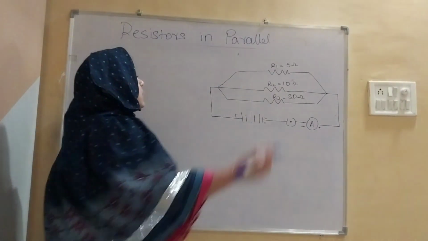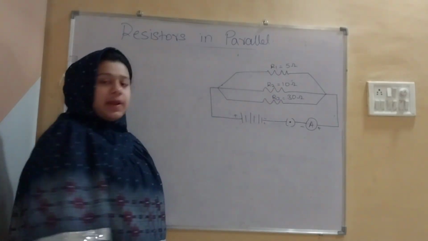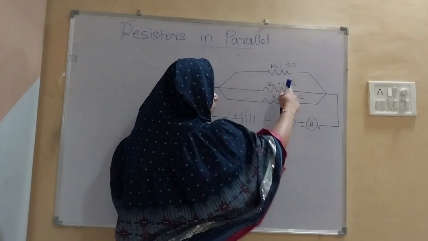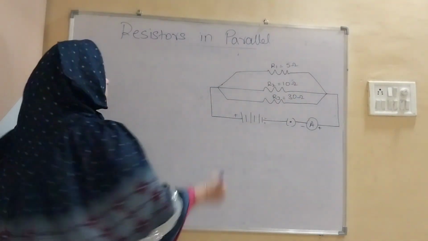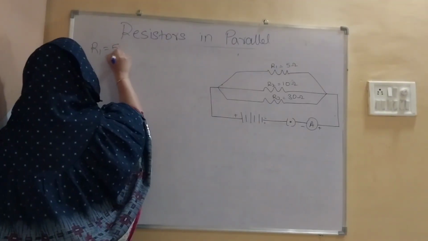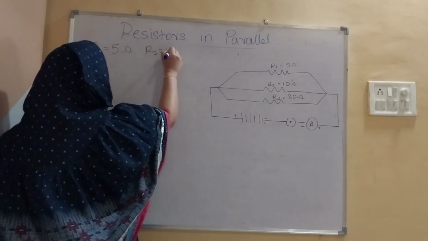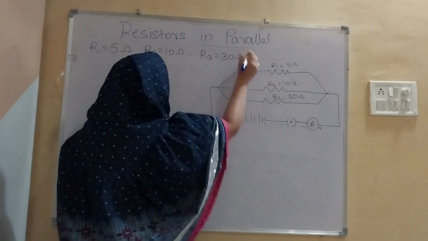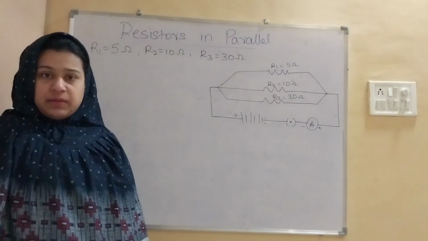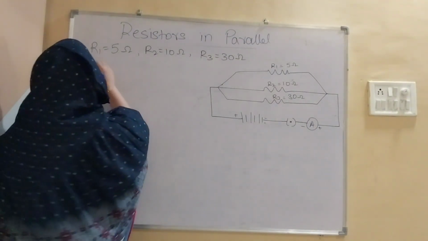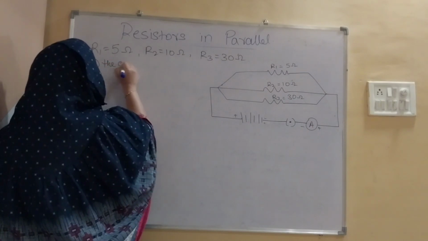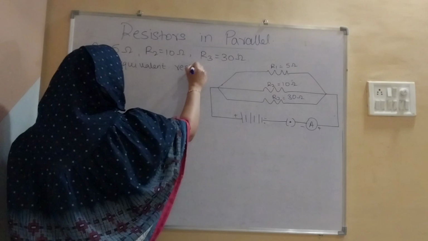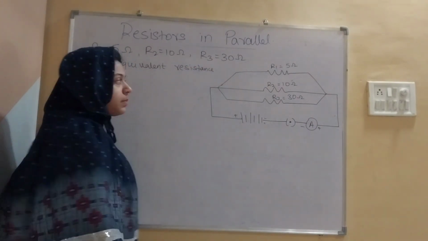What is the problem? There are three resistors connected in parallel. The value for R1 is 5 ohm, the value for R2 is 10 ohm and the value for R3 is 30 ohm. All the three are connected in parallel. So first of all we need to find the equivalent resistance or the total resistance of the circuit.